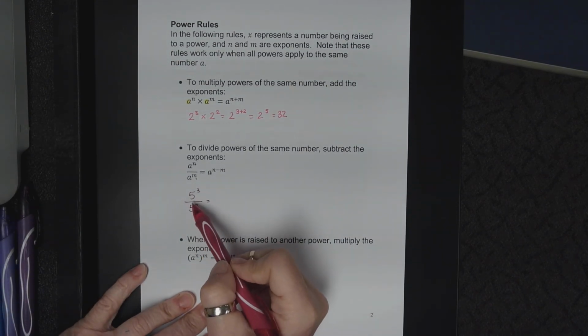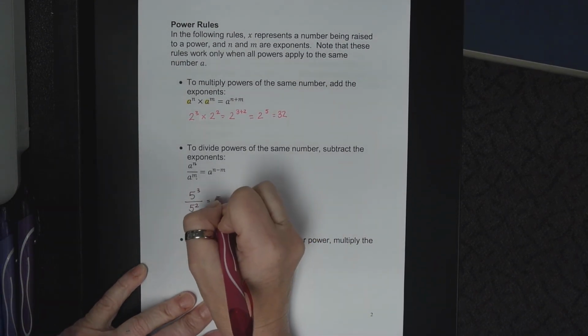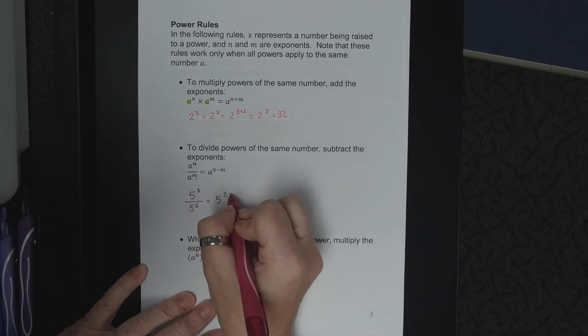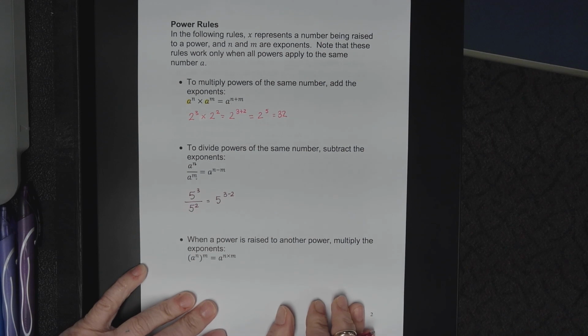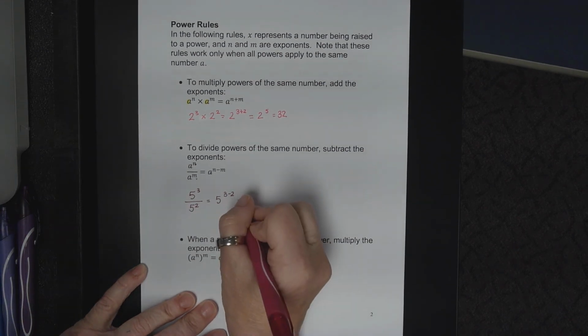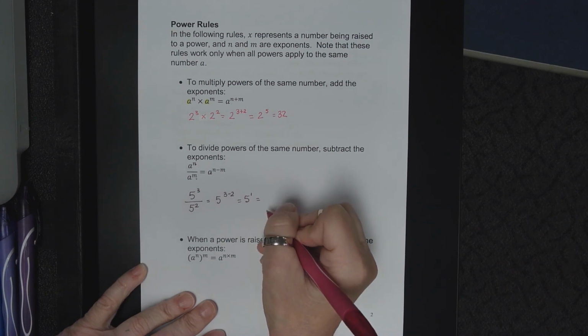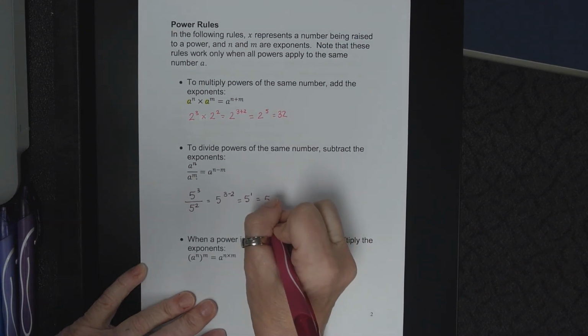So we have the same base of 5. We're going to subtract 2 from 3. Okay? So that's going to be 5 raised to the first power. You know, anything raised to the first power is always itself. Right on.